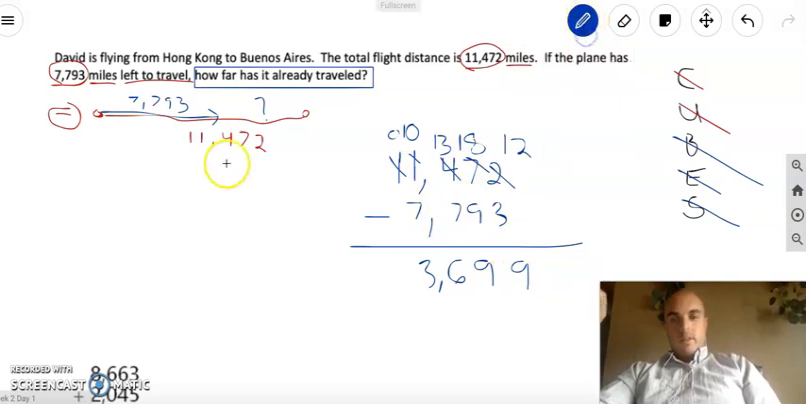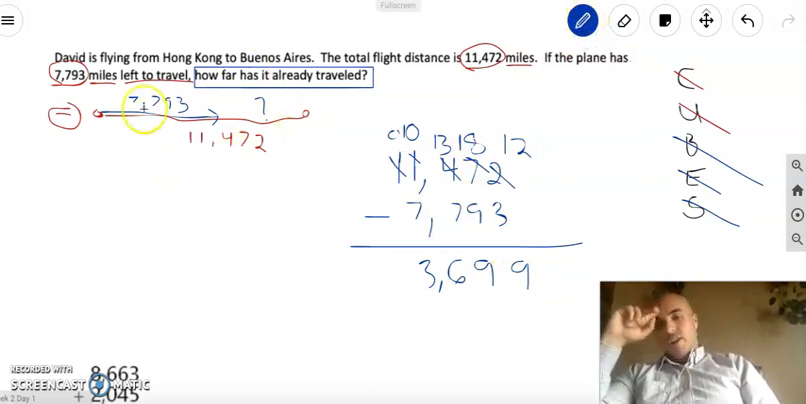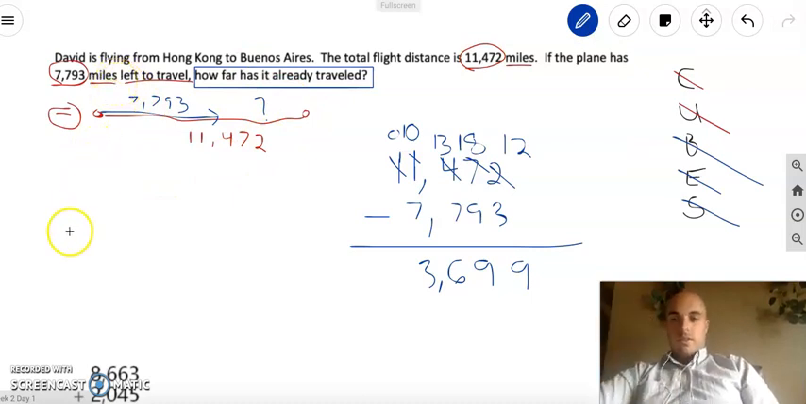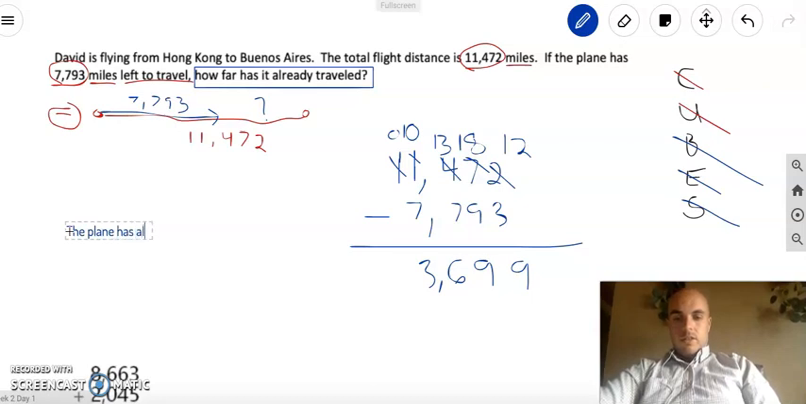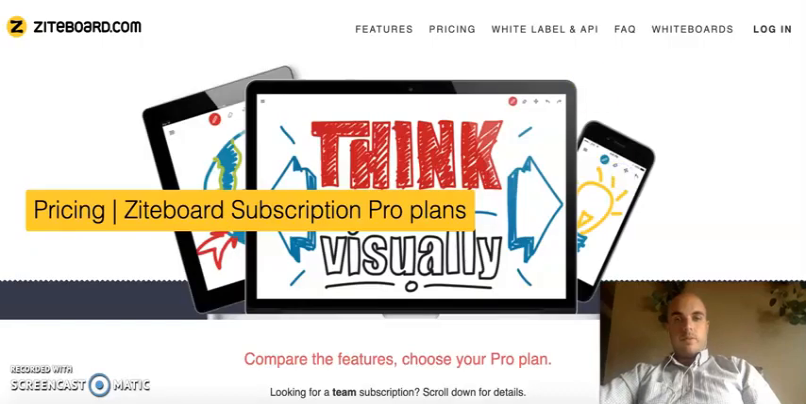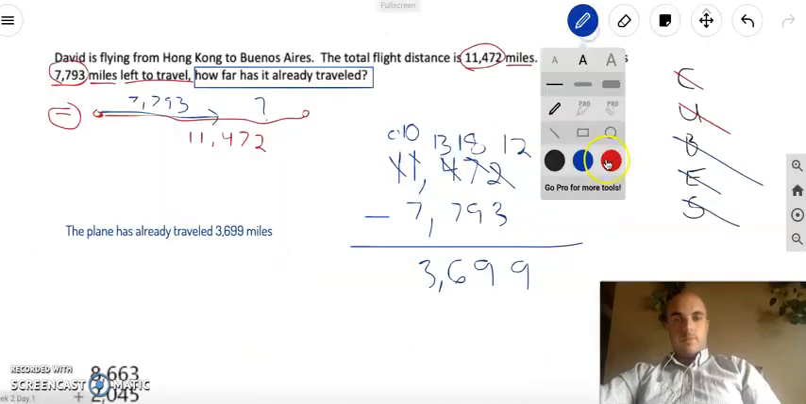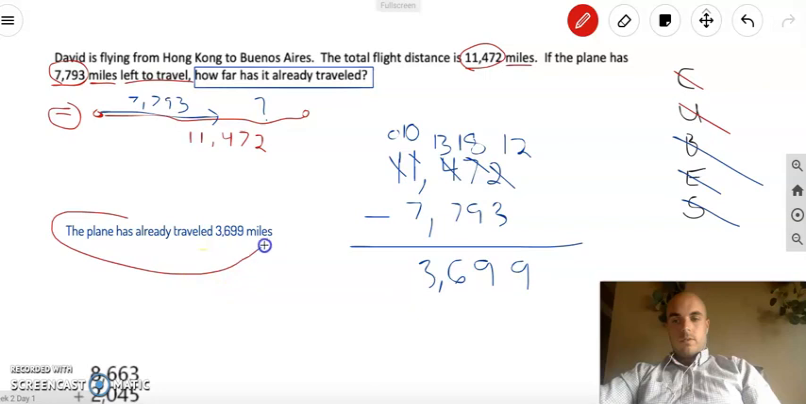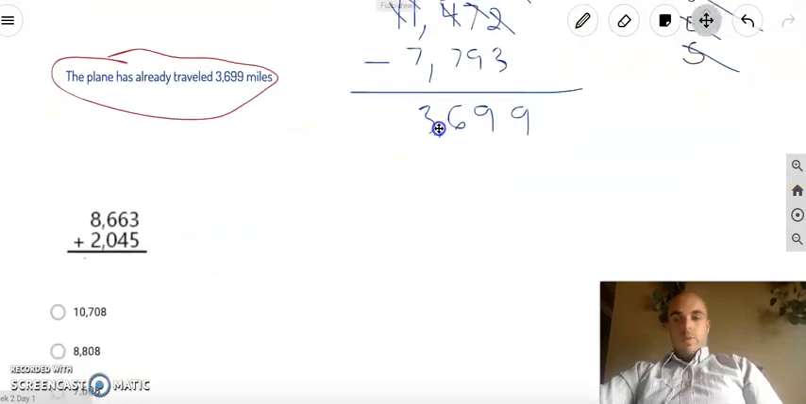So I'm asked for how far has it already traveled, and I'm looking at miles. So the plane has already traveled 3,699 miles. And that's my final answer. I'm circling it. Great.